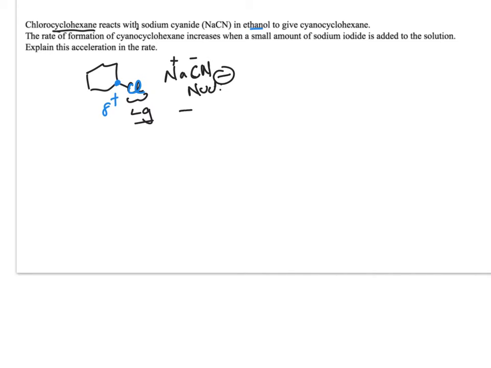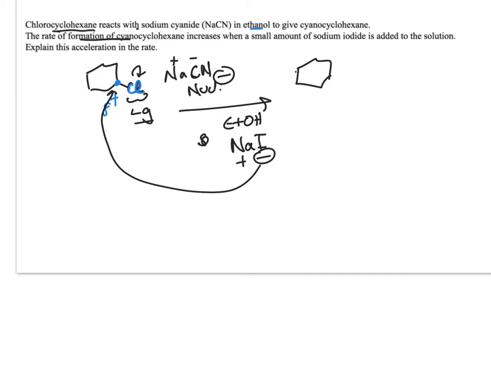So this reacts in ethanol to give cyclohexane. The rate of formation increases when you add a small amount of sodium iodide. Okay, so what happens is sodium iodide will actually displace, whenever you see sodium, you make that plus. Iodide is negative here. That will do its own SN2 and will displace the chloride.